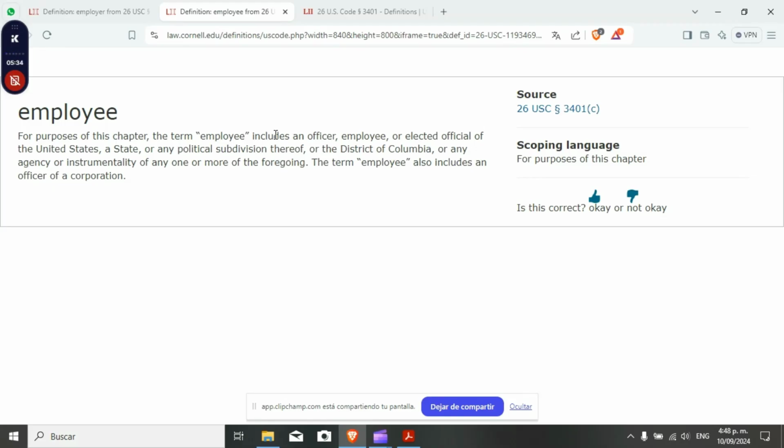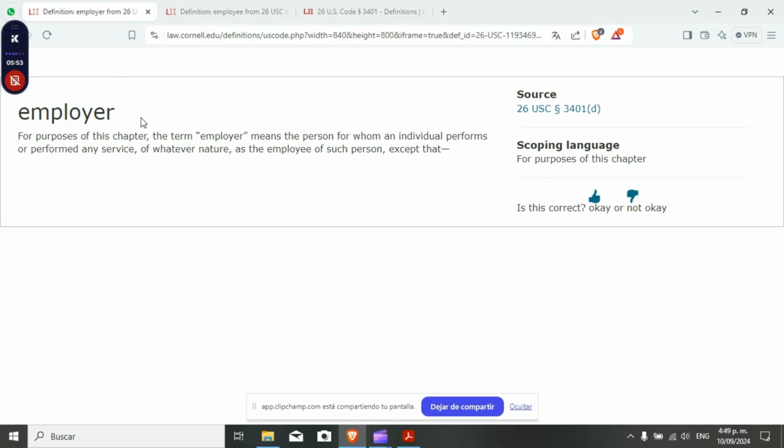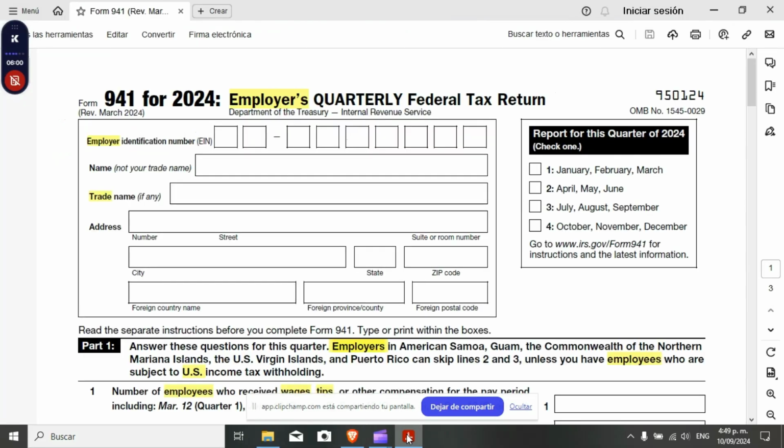So again, employee for tax purposes includes an officer, employee, or elected official of the United States government or public office. Okay, so keep that in mind. So if the employee is someone who works for the government, then by default, employer would mean the government, right? So now let's go back to our form here. If the term employer means government, that means this form actually says government's quarterly federal tax return.